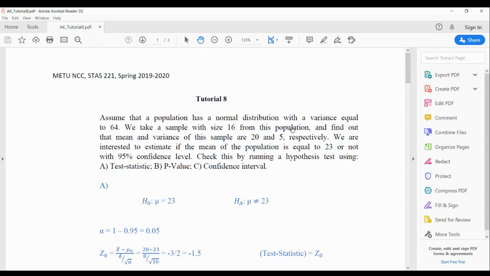Okay, so we took a sample with size 16 from it, so we don't care about the size of the sample that much, whether it's big or not, and find out that mean and variance of the sample are 20 and 5 respectively. I have information about my population variance. I don't even care about the variance of my sample anymore. Let's see. We will take a look at the solution. We will see whether we will use it or not, but this is not the case. We are interested to estimate if the mean of the population is equal to 23 or not.